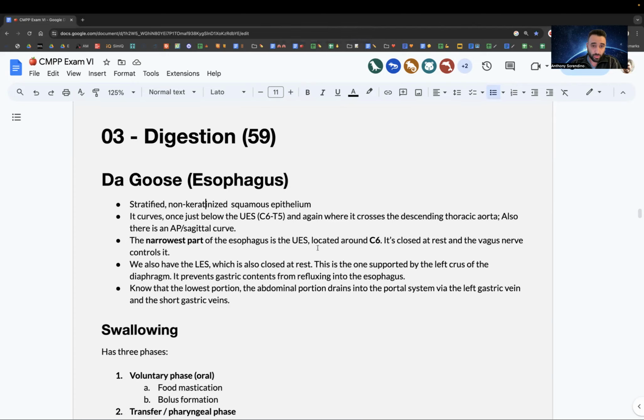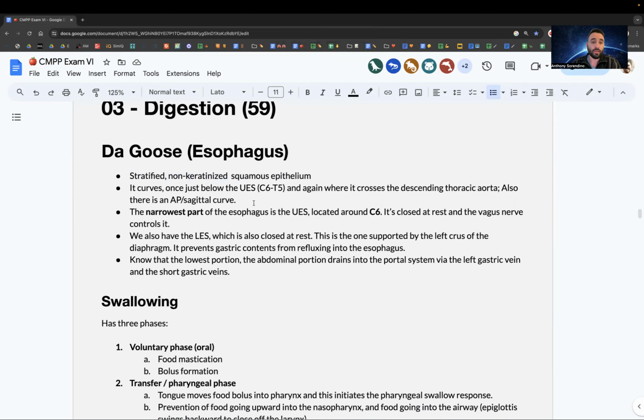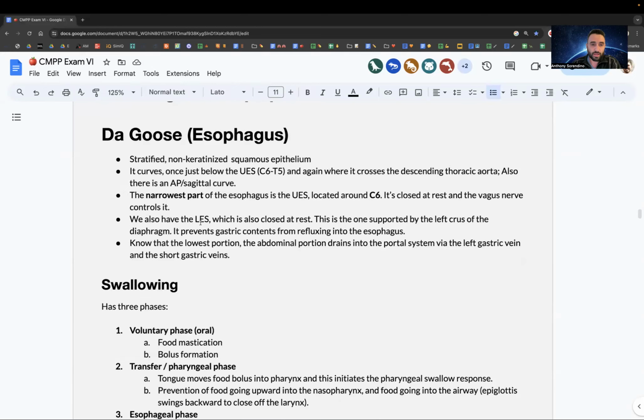All right, so starting with the esophagus, I think the big part here is that it's kind of the same cell type as your skin, stratified squamous epithelium, but it's non-keratinized, so it's not as protected. That's why issues like GERD with acid are going to upset it so much. It curves a bunch of times.